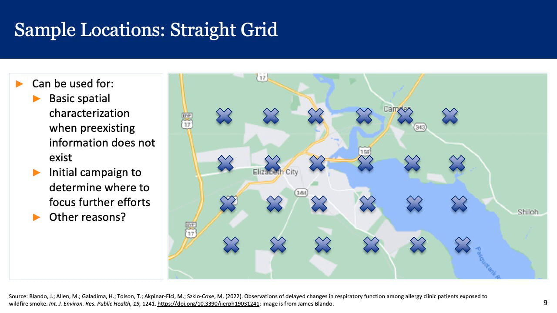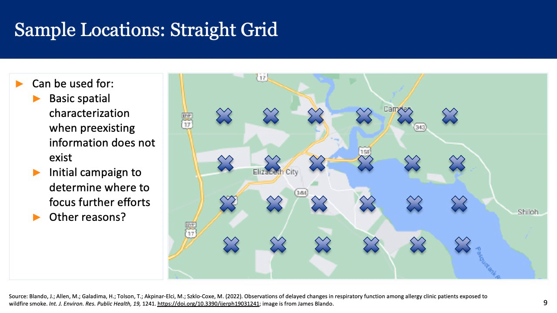How do we determine where we actually collect our samples? This is going to vary depending on the purpose and the objectives of your exposure assessment and hence your sampling plan. In some cases, we might use something like a straight grid, as depicted here in this particular slide, where we have no pre-existing information on what the levels may be. And again, because I do a lot of air quality work, you'll notice that most of my examples are air quality related.